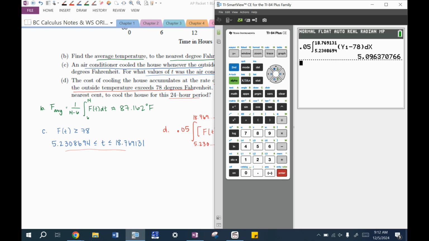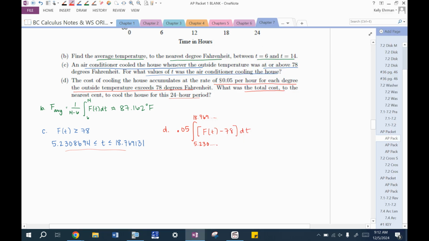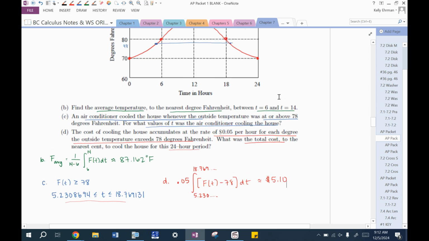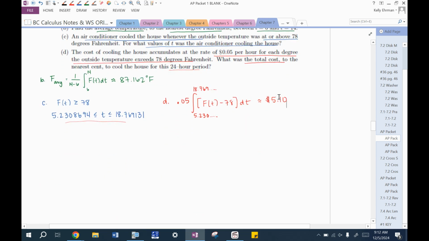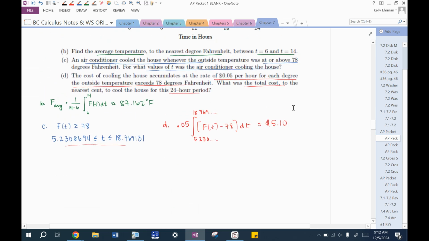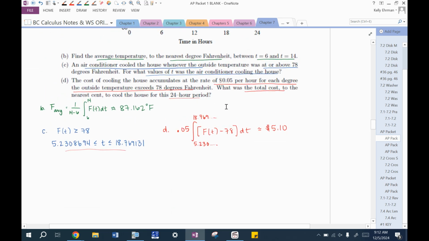So to the nearest cent, I'm getting an extra $5.10 as our extra charge for that little time period. Okay. And that's all we had to do for this question. All right. That last question is kind of a weird thing to wrap your brain around, but yeah.